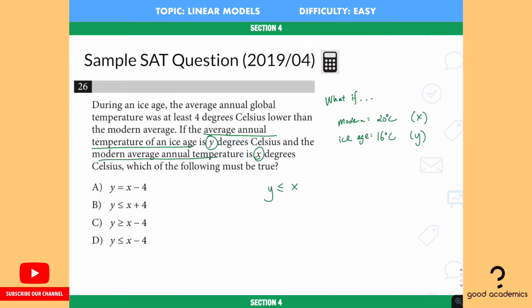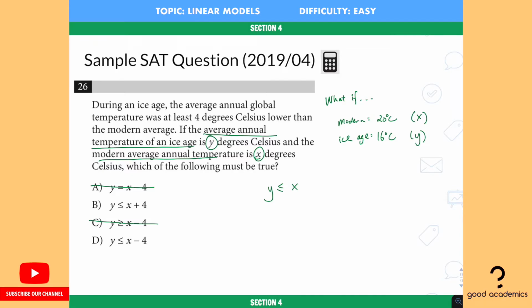Should we put it on the left or on the right? If you look at the choices, it's going to be on the right. Then is it going to be plus 4 or minus 4? If we are right here, we can cross out a couple of choices. It cannot be A because it must be an inequality. And it cannot be C because the ice age annual average temperature must be less than the modern, so it cannot be higher. So we are left with B and D.